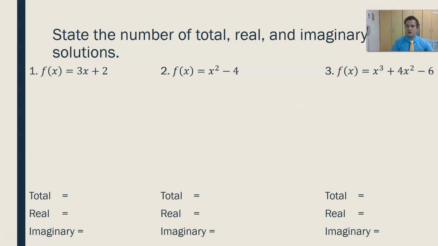Okay, so in your guided notes, I have this question here. Right off the bat, before I even pop up the pictures on here, let's determine how many total solutions each of these polynomials is going to have. In order to determine that, I need to look at the degree. So this is a degree 1 polynomial, this is a degree 2 polynomial, this is a degree 3 polynomial. So I'm going to have 1 solution here, 2 solutions here, 3 solutions here. That's how many solutions there are going to be.